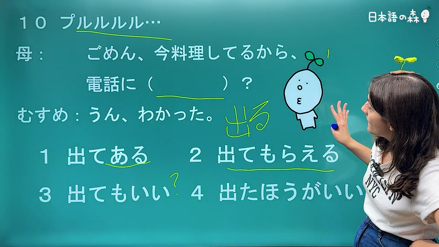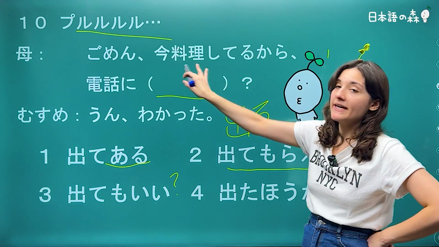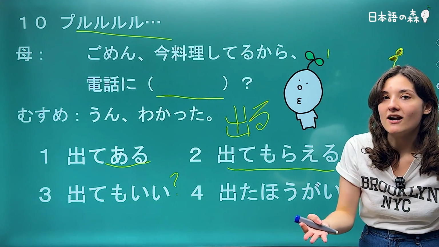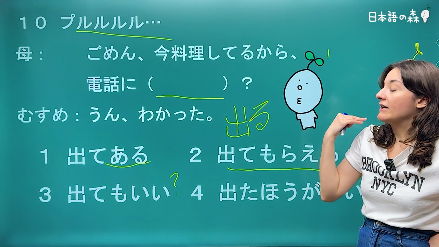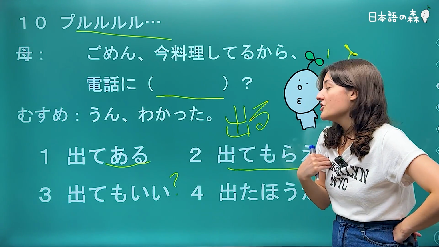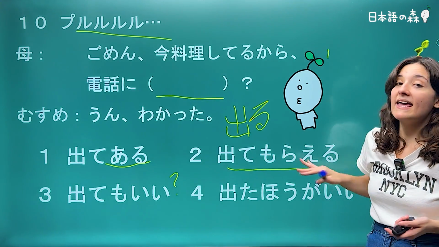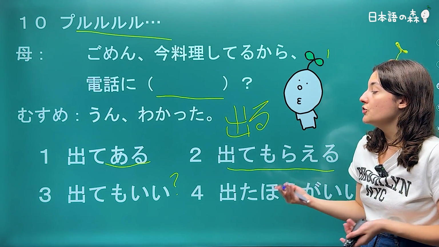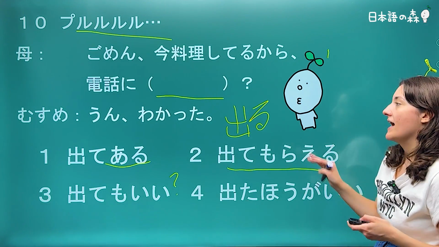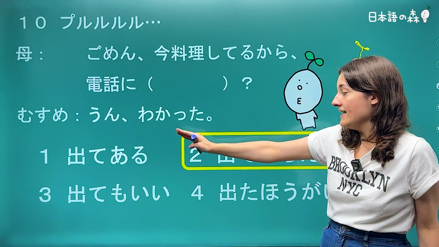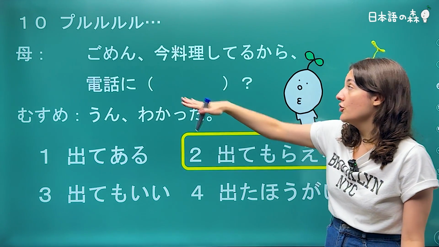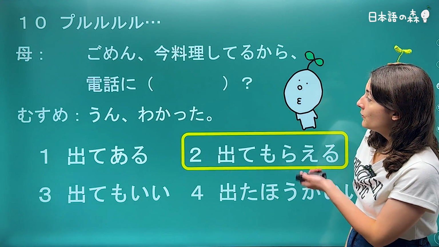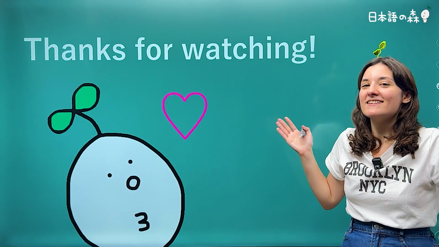But here, because the mother is cooking, right? Ima ryori shiteru kara, she is asking the daughter to answer the phone for her. So in order to request the daughter do something for her, she's going to use this dete moraeru, right? Because she's making a request, like, could you do this for me? Dete moraeru. So it's denwa ni dete moraeru. Could you answer the phone for me? And the daughter says yes. So that's the end of our questions.